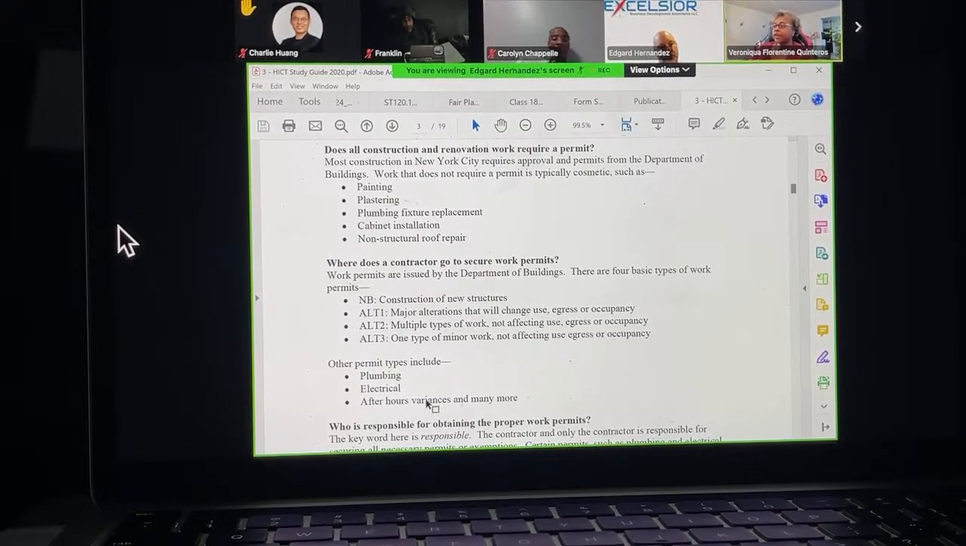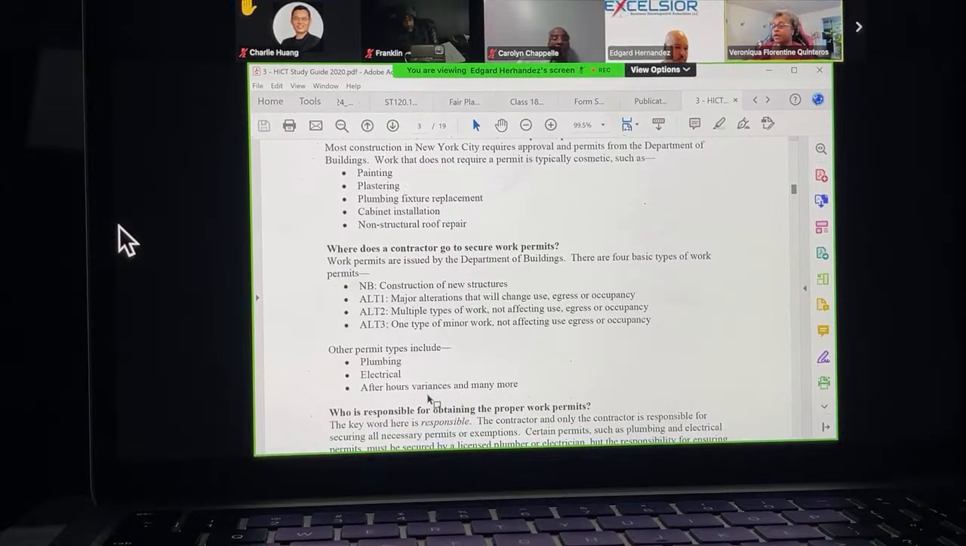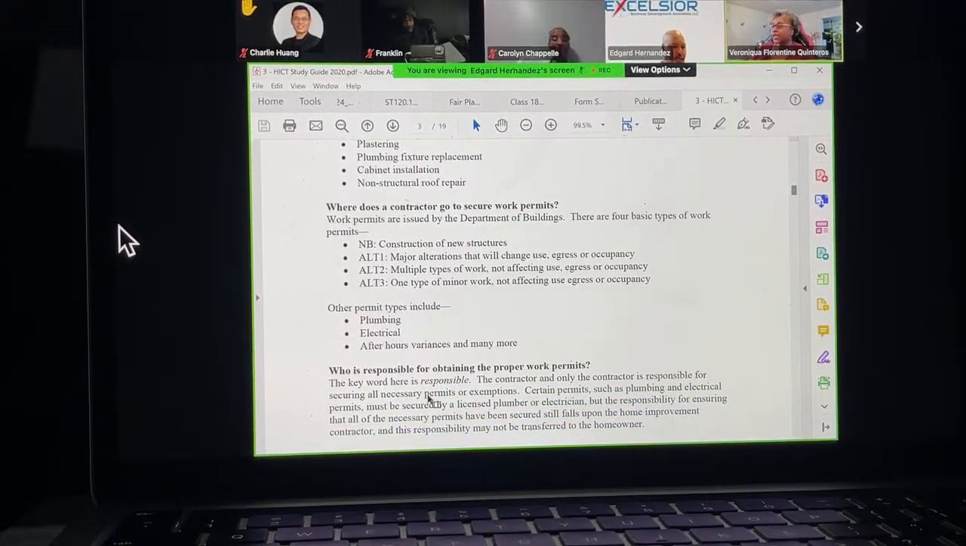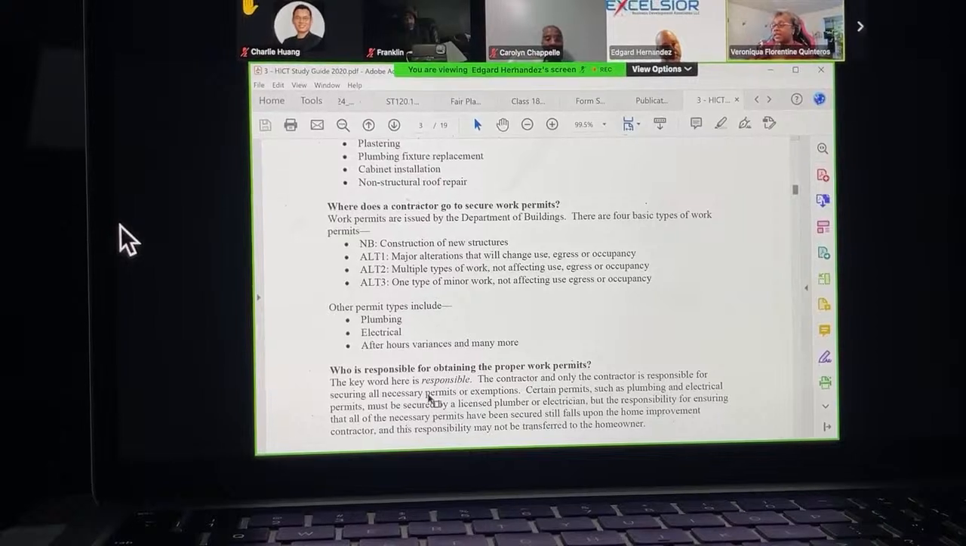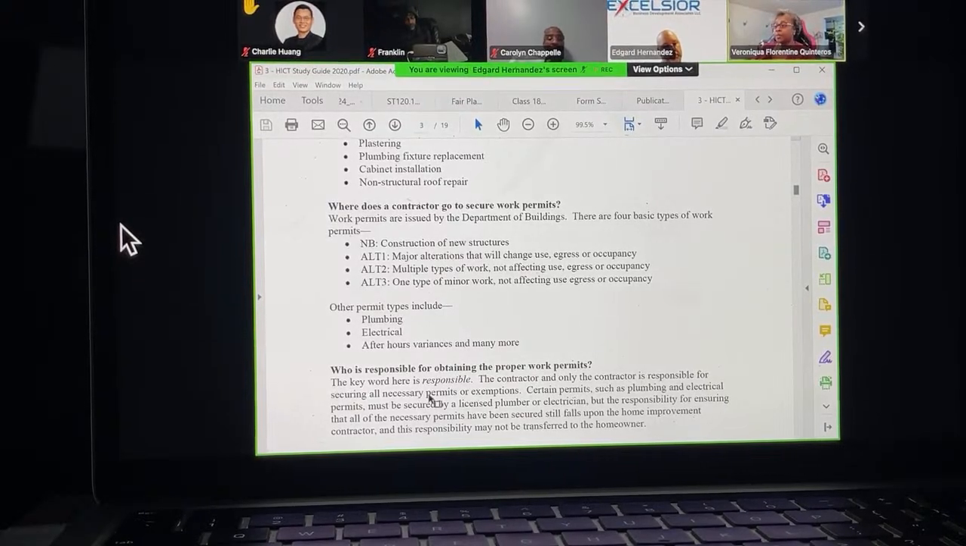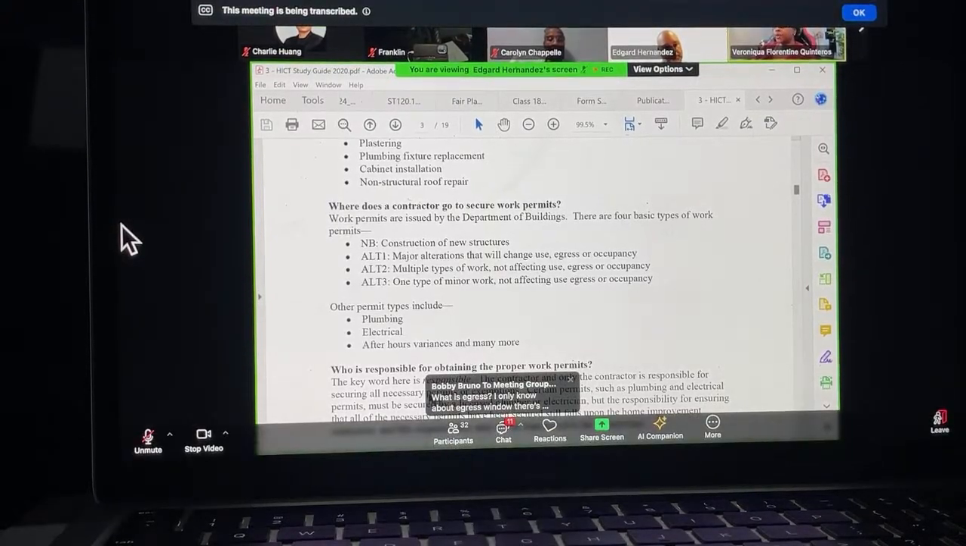Who is responsible for obtaining the proper work permits? The key word here is responsible. The contractor, and only the contractor, is responsible for securing all necessary permits and exemptions. Certain permits, such as plumbing and electrical permits, must be secured by a licensed plumber or electrician, but the responsibility for ensuring that all of the necessary permits have been secured still falls upon the home improvement contractor, and this responsibility may not be transferred to the homeowner.